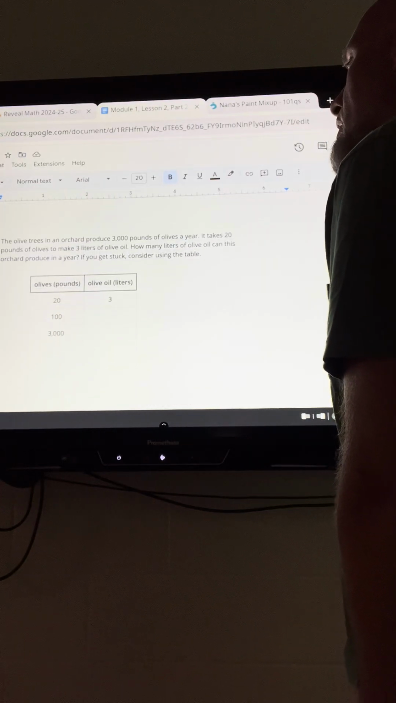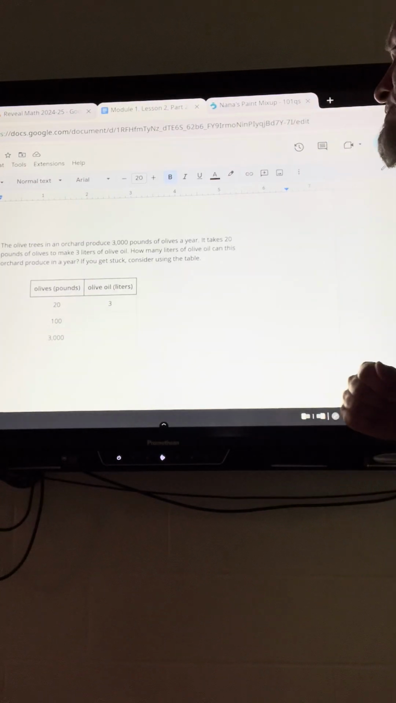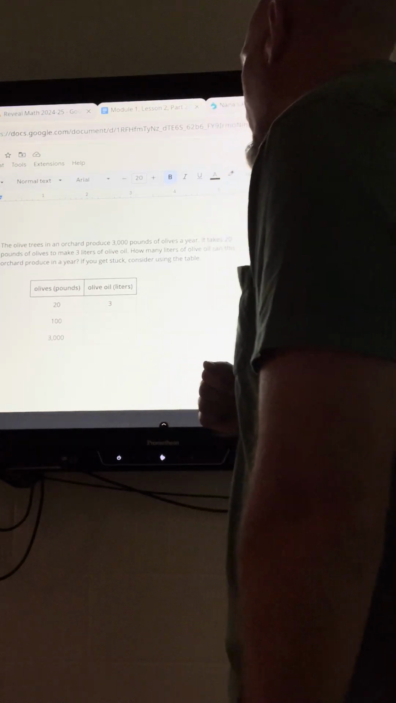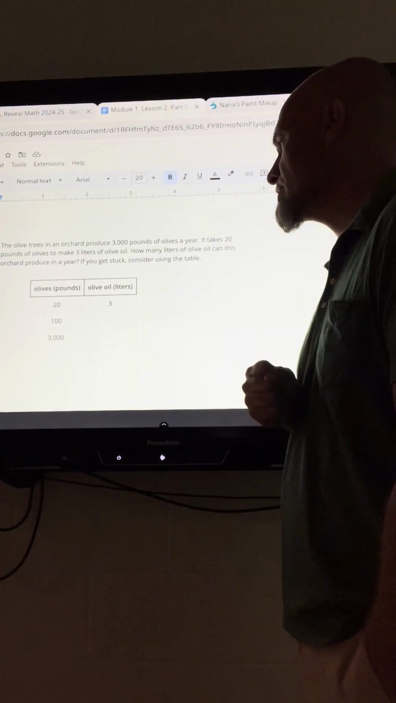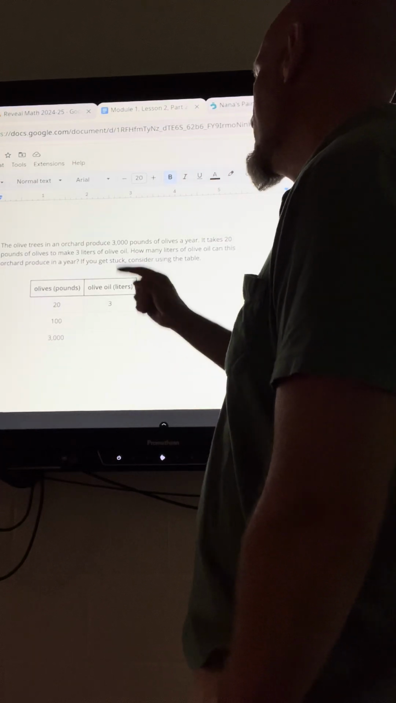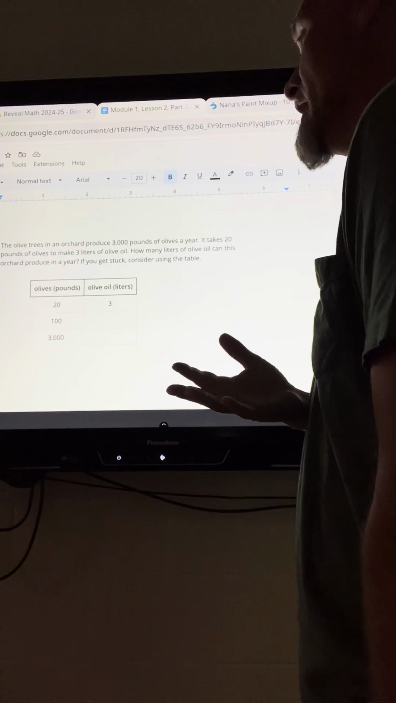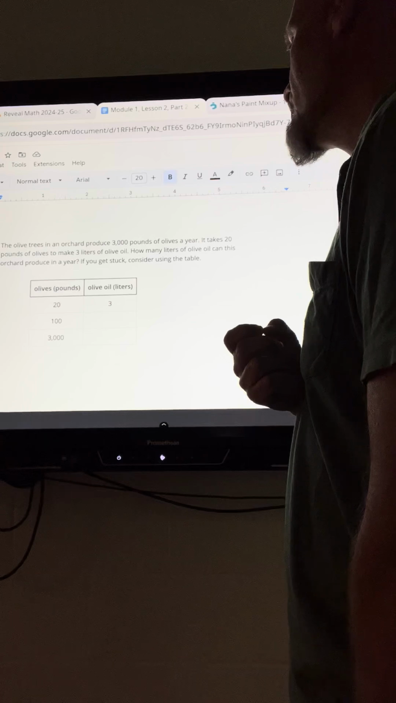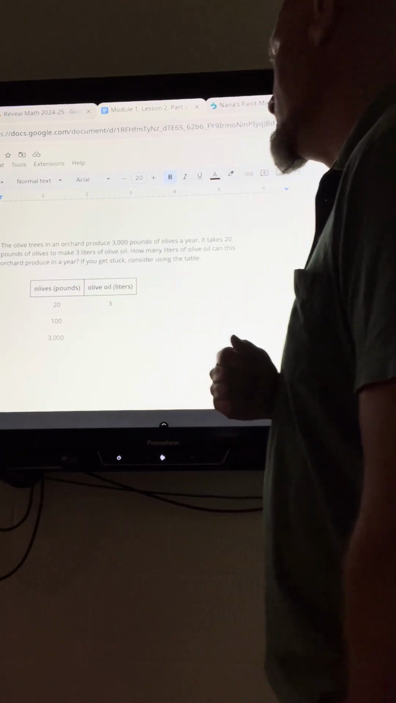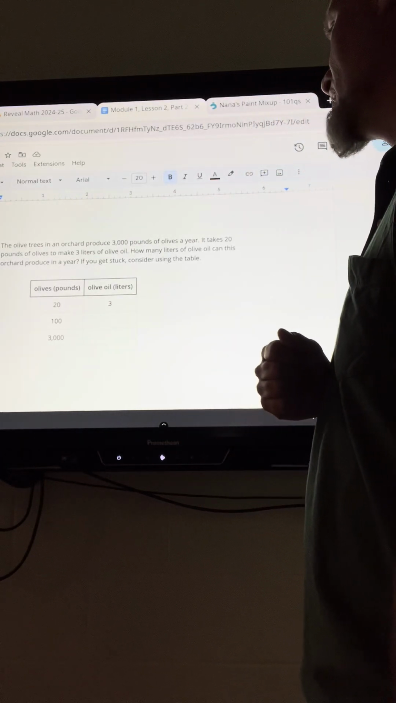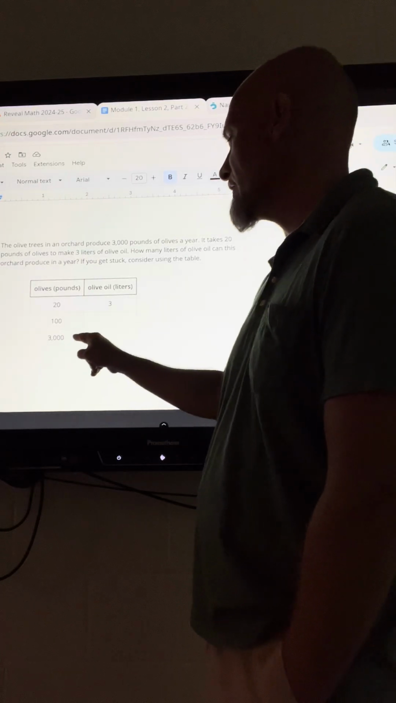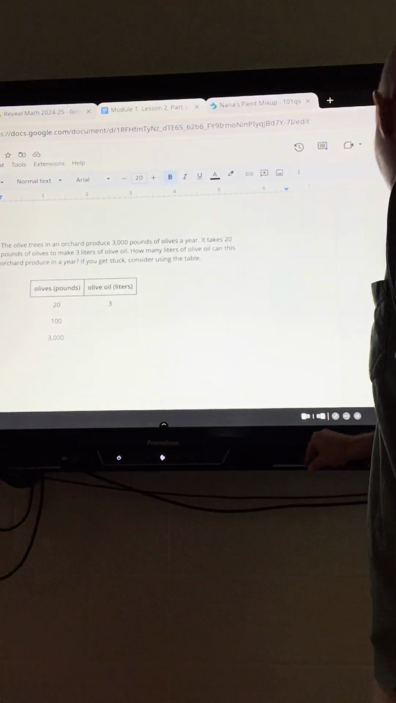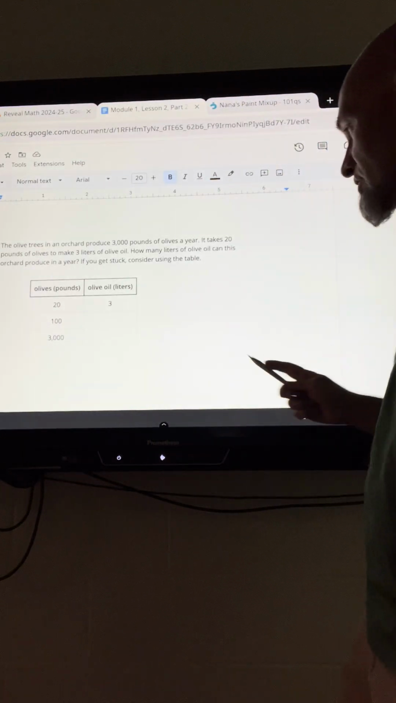And number 4, the olive trees in an orchard produce 3,000 pounds of olives per year. It takes 20 pounds of olives to make 3 liters of oil. How many liters of olive oil can this orchard produce in a year? If you get stuck, consider using the table. So actually, please do use the table, all right? So 3,000 pounds of olives a year. It takes 20 pounds of olives to make 3 liters of oil. How many liters of oil? So you want to figure out, you've got 20, you've got 100, you've got 3,000. You have to think, and I'm not going to help you on this one. All right? You got to do this one on your own.